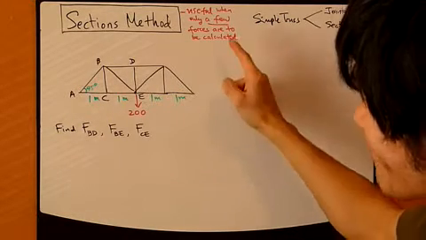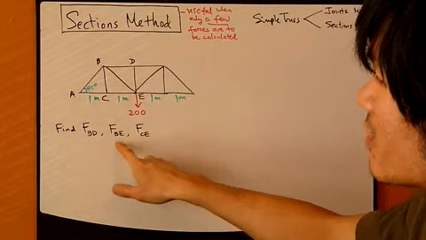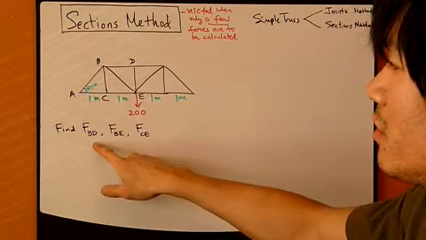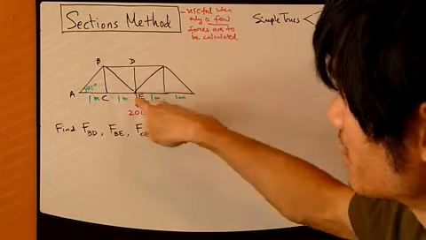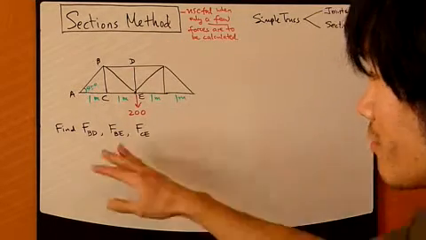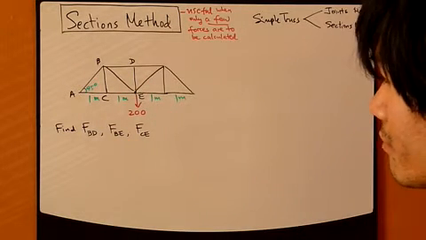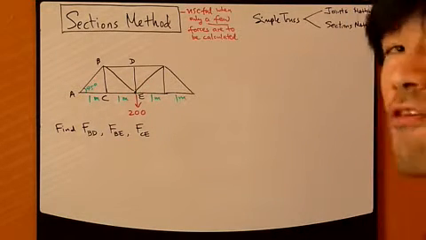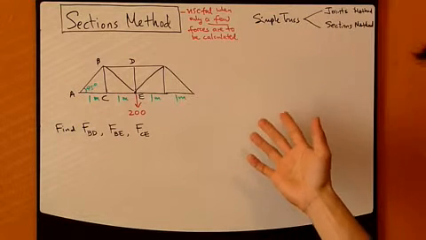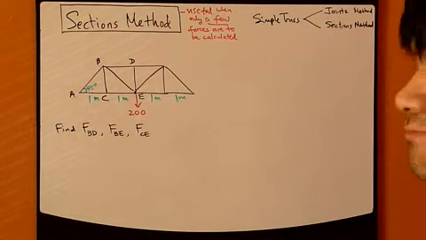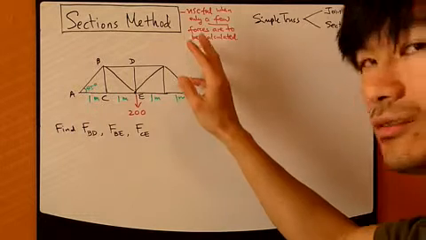But in this example right here, you're asked to find just these three forces. Okay, F in BD, BE, and CE. Just three. I don't really care about the rest. So in this case, the section method might be a little faster. Okay, but the joint method, of course, will still work, right? But this method might speed things up a little bit. Okay, let's see how this works.